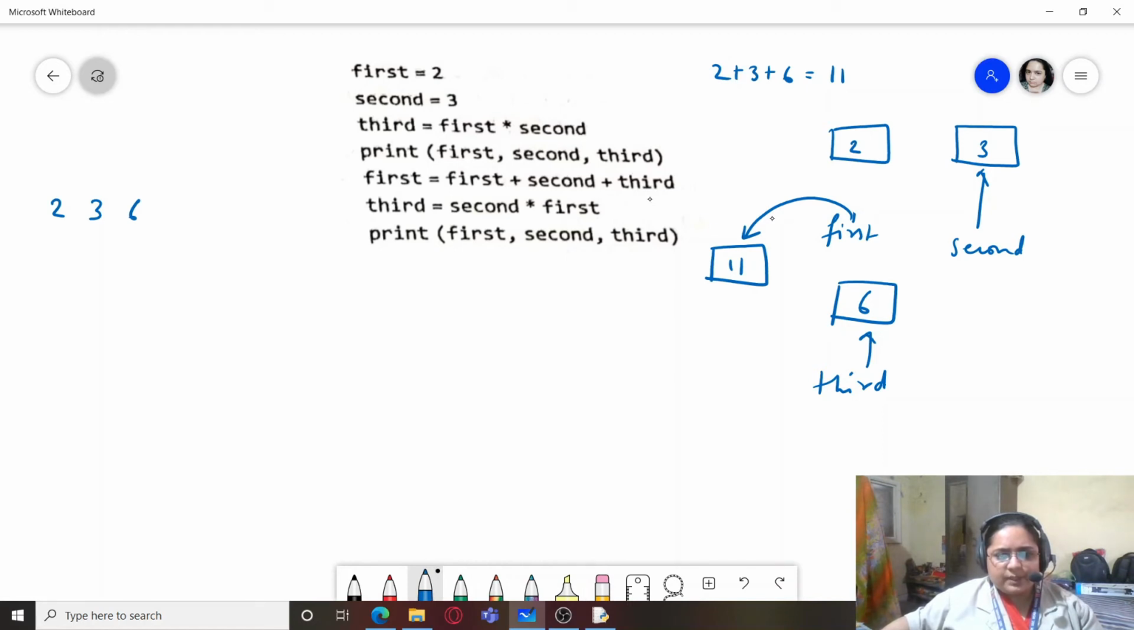So now first is pointing to 11 and then we have third equals second into first. So second is 3 and now the value of first is what? 11. So second, that is 3 into first, that is 11, which gives 33. So third will be pointing to 33 now. So this is what third is going to point to.